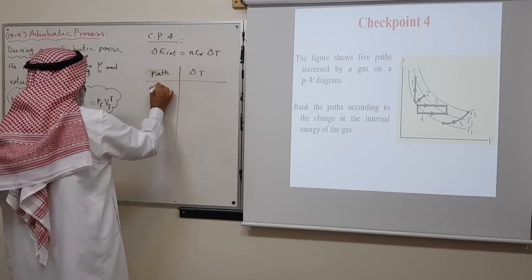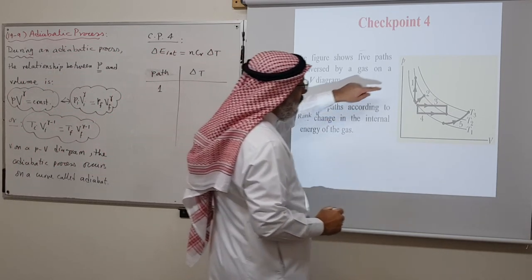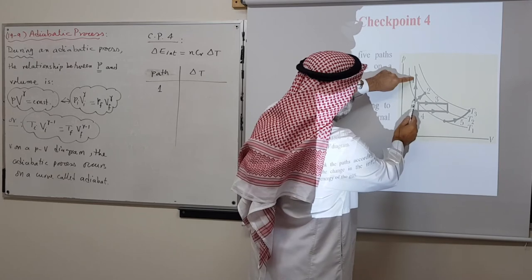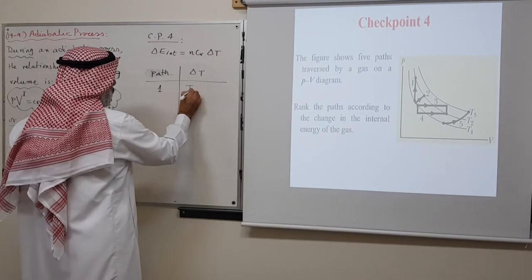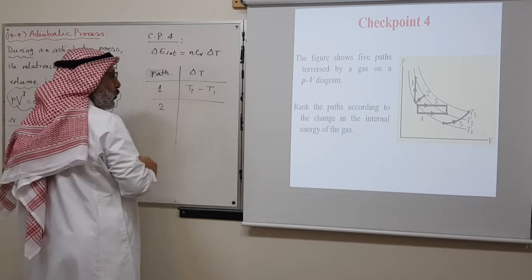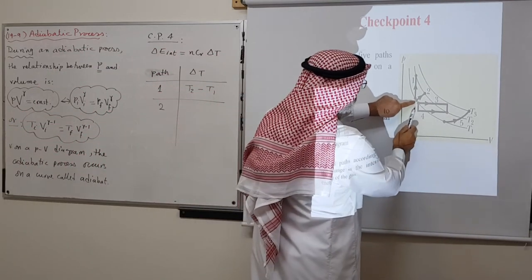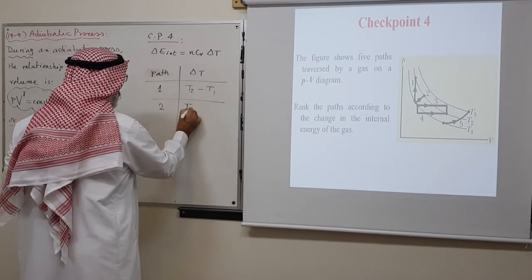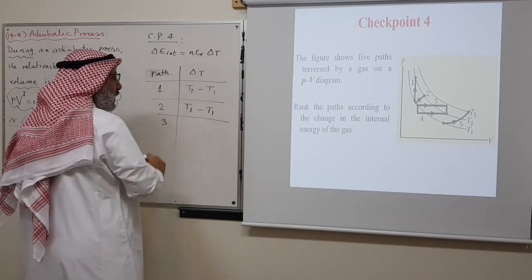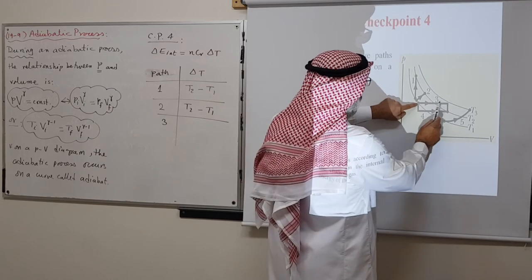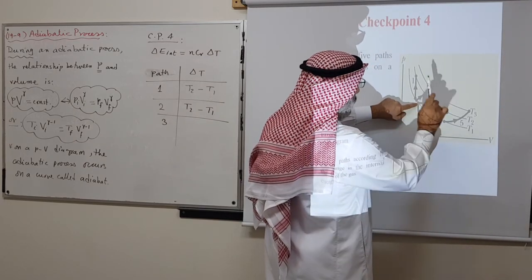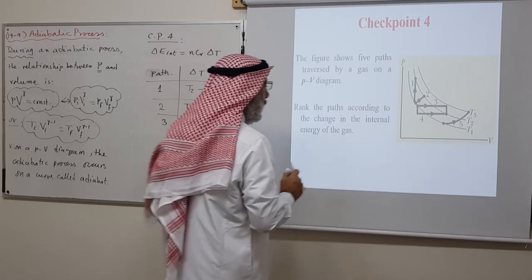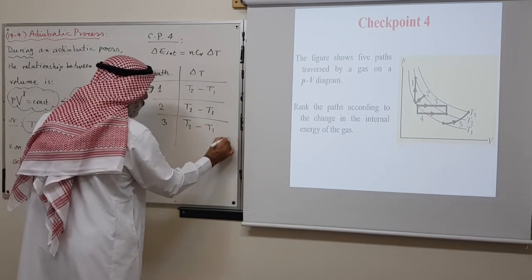If I look at path one, what is delta T? The final temperature is here. Here is path one, initial, final. Final is T2, initial is T1. So T2 minus T1. For path two, there is path two, okay? This is the initial, T1, the final is T2. So T2 minus T1. For path three, where is three? Here is three, two step, but we don't care about the steps, only initial and final. Initial is T1, final is T2. So again, it is T2 minus T1.